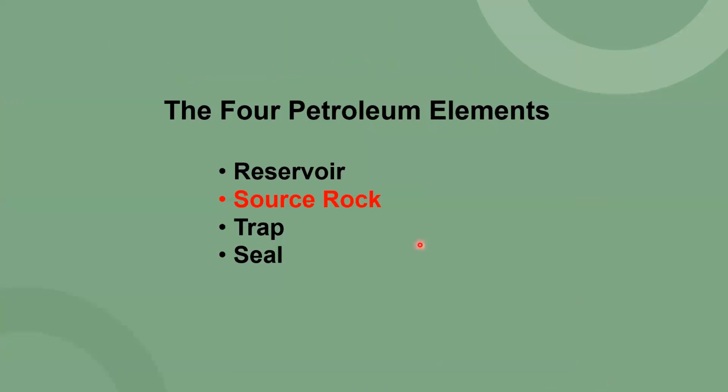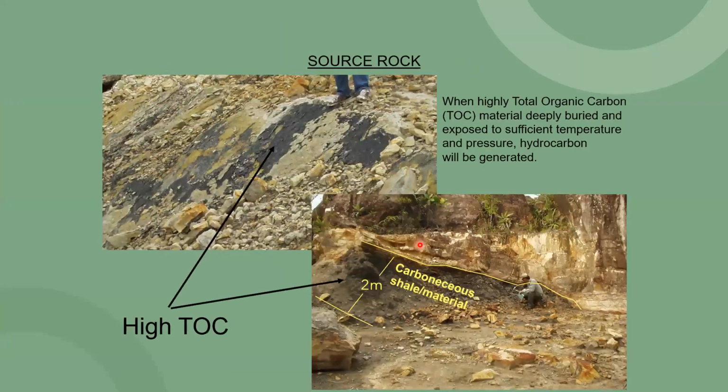The second thing is the source rock. The source is normally rock with high total organic carbon, which is TOC material, deeply buried and exposed to sufficient temperature and pressure, so that hydrocarbon will be generated. This is an example shown here. This is a shale, which normally looks blackish. If you look at the cross section in this figure, this is a 2 meter thick bed. Over here you can see the carboniferous shale material. When this rock is buried into the subsurface with high temperature and pressure, only then can it produce.